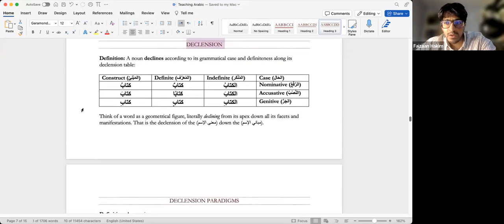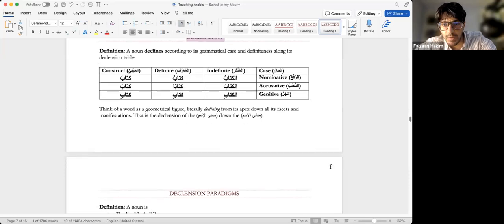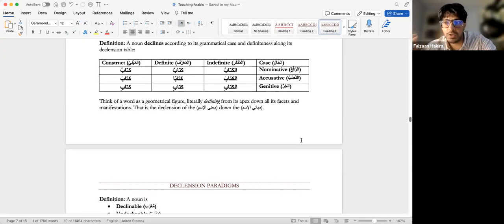So declension, to decline: a noun declines according to its grammatical case and definiteness along its declension table. Let's take a noun, kitab. Again, I've done this many times, so I'll just rush through it. We have the table of all the forms, the permutations that this word can take. A word in Arabic has many forms. You know, al-kitab, or kitabun, or kitabu, kitaban, kitabi. Why? Well, it's because things have many forms in life. Things have multiple angles, facets, perspectives. Things change according to their location, to their state. So that's what's happening in Arabic.